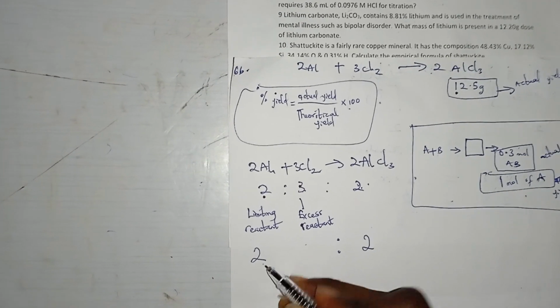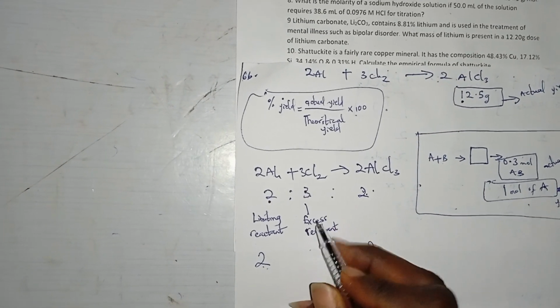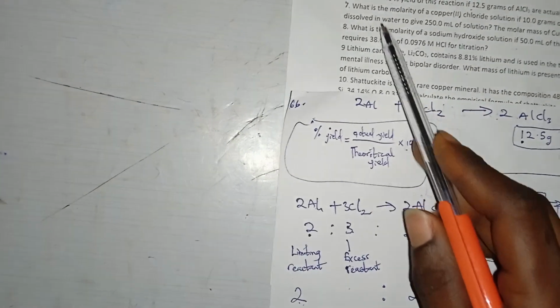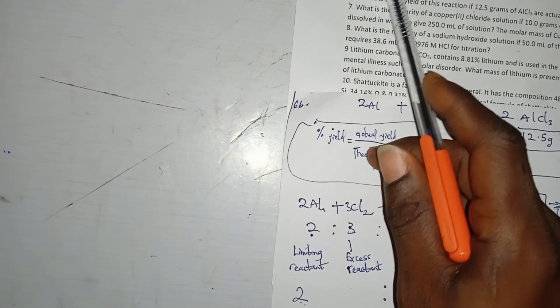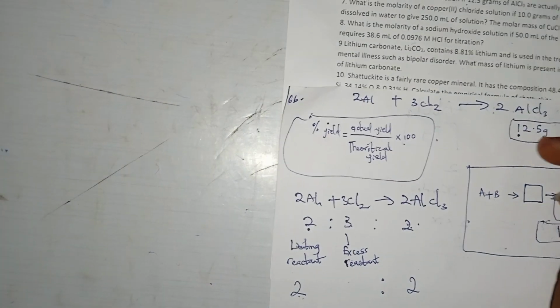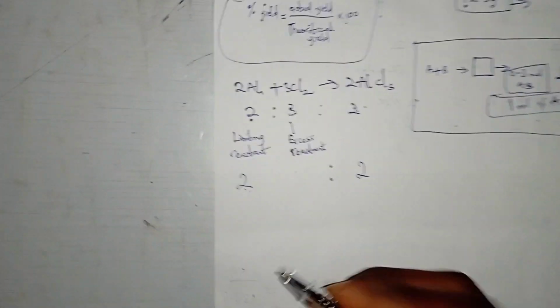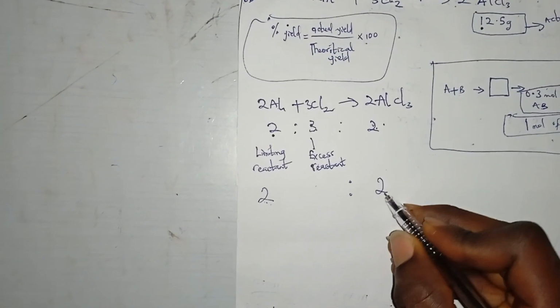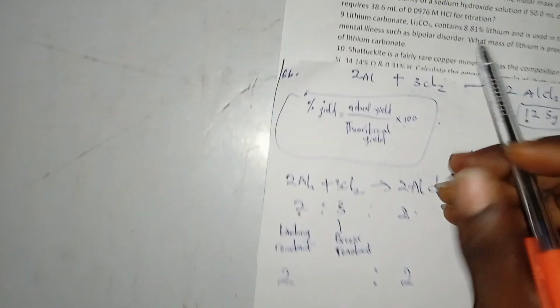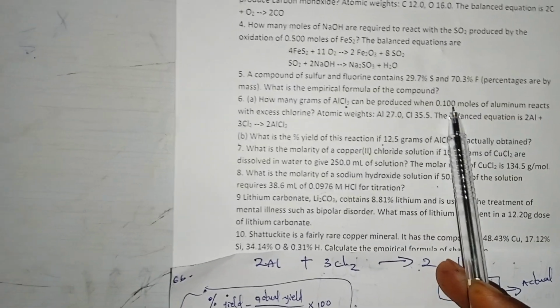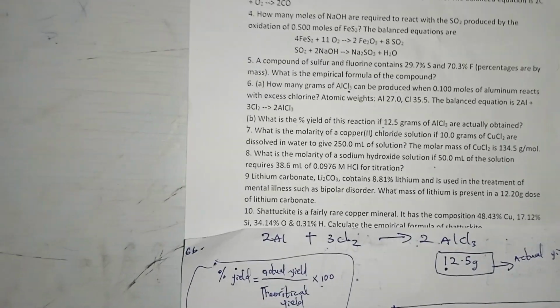So if I have that, this is my limiting reactant because in the question, it was said that this is in excess. So look at it here. Look at the question, if you remember. On number 6, they said how many grams are produced when aluminum reacts with excess chlorine. So chlorine is the excess reactant. Now I will say, since 2 moles of this reacts with this, then let's check. There's a part in this question where they gave me 0.100 moles of aluminum reacting with excess chlorine.